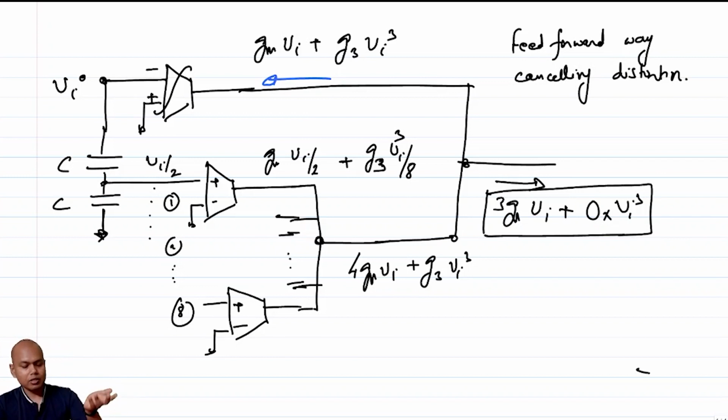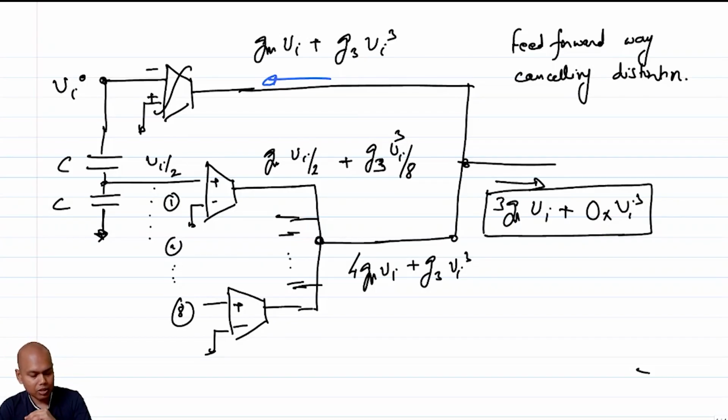Okay, so by doing this, if you have differential and you have this, then obviously you are able to cancel out both the second and the third harmonics. But the key thing that you have to ensure is that all these GMs are identical. When I say identical, I mean they are biased identically, right? In the layout also, they are placed very close to each other. That is, they are as close a replica of the original GM as you can possibly have.